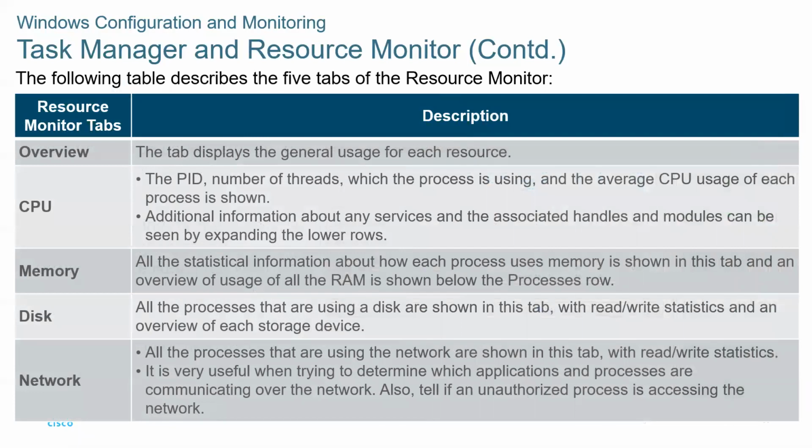We talked about Task Manager and Resource Monitor. These are general overview things. So the CPU tab is always talking about PIDs, which we talked about a little bit before, the number of threads it's consuming, which process is using it, and the average CPU load usage of each process. The memory tab will show you all the statistics about RAM, etc. Disk shows your read-write statistics, how fast it's reading and writing. And then your network tab will tell you how much network it's consuming there as well.